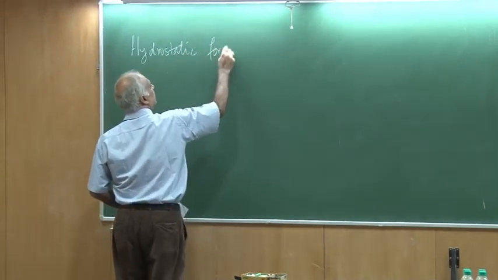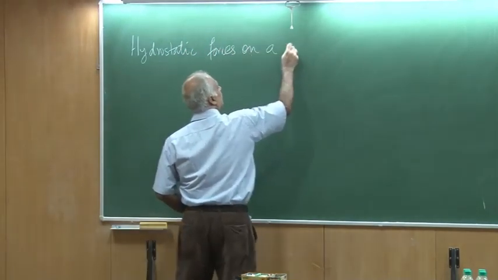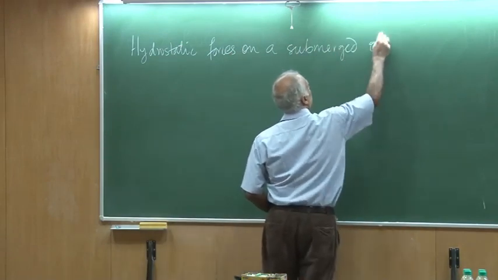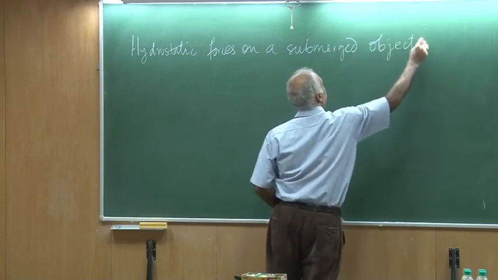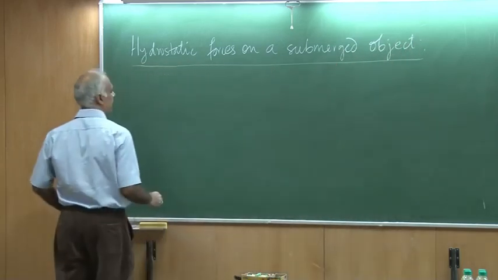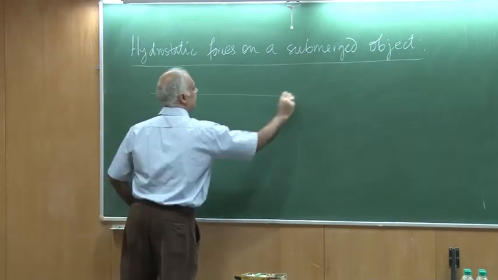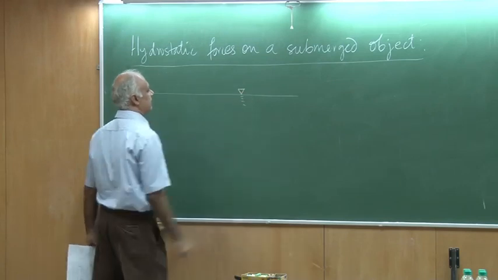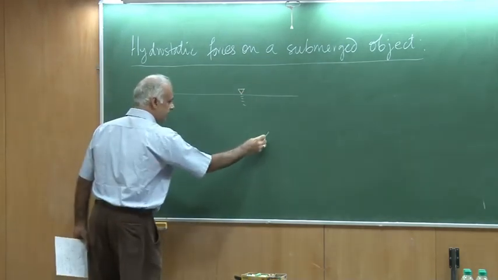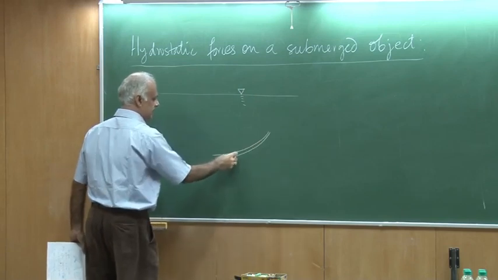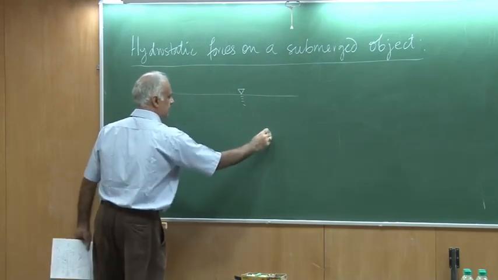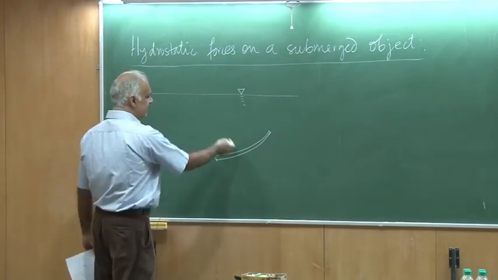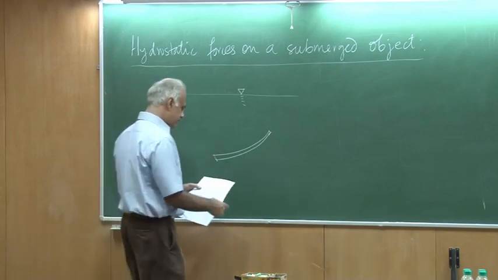Hydrostatic forces on a submerged object. We are going to assume that there is a free surface. So let's say this is the water level, and there is a certain object which is submerged in this fluid, and we are interested in calculating the force on it.